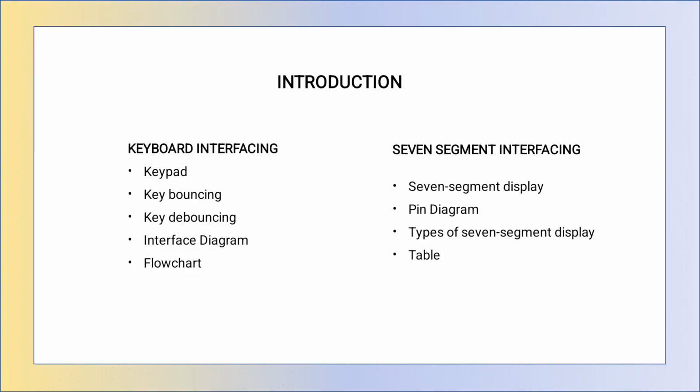Let us introduce it one by one. There are two types of interfacing: first, keyboard interfacing, and second, 7 segment interfacing. Keyboard interfacing has 5 different topics: keypad, key debouncing, key bouncing, interfacing diagram and flowchart. The other is 7 segment interfacing, which has 4 topics: 7 segment display, pin diagram, types of 7 segment display and table.